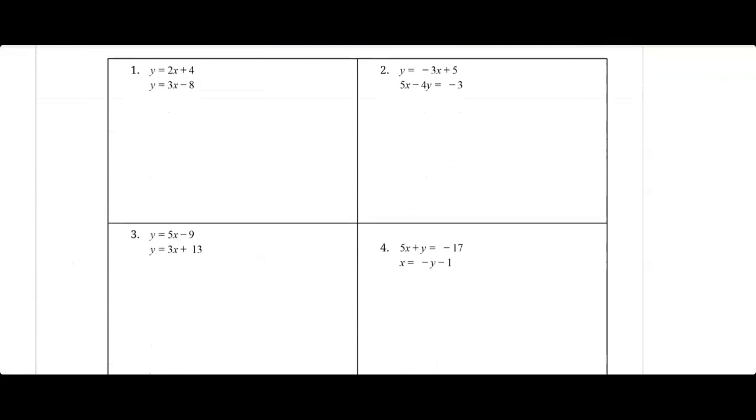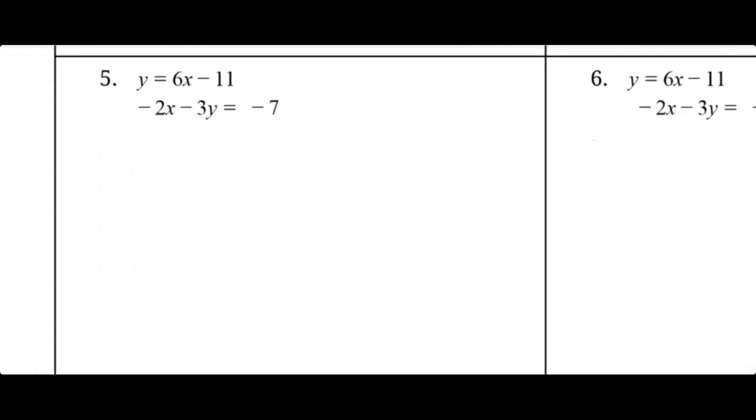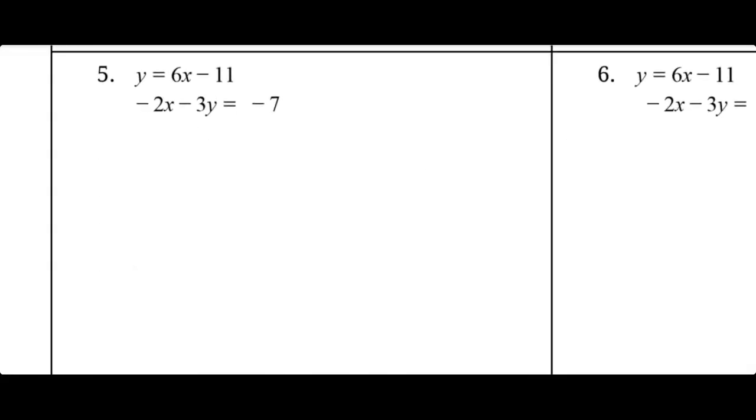So in class, we worked on examples 1 through 4. I want to go and start out with number 5. So when we look at number 5, we see that the top equation is solved for y. So we can take that 6x minus 11 and we can replace y with that expression. So we get negative 2x minus 3 times (6x minus 11) equal to negative 7. At this step, we should have one variable in our equation. And that variable is the x, because that's the one we didn't have anything solved for.